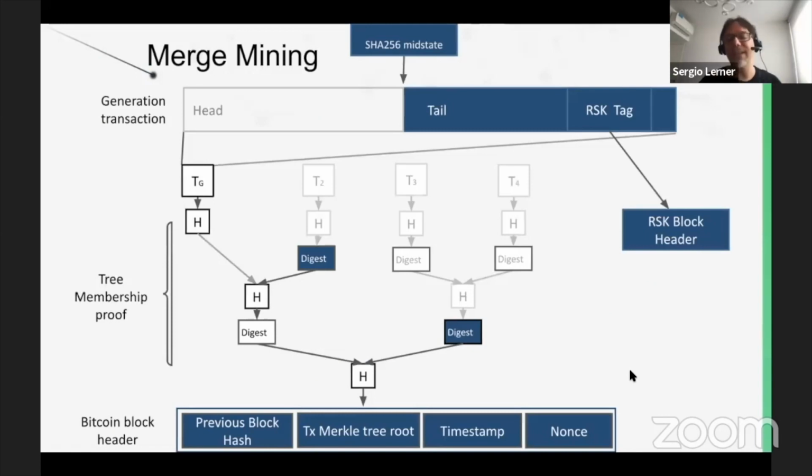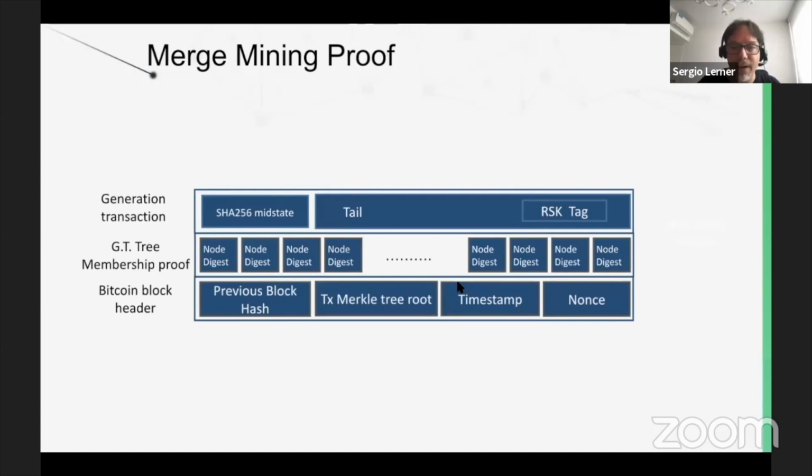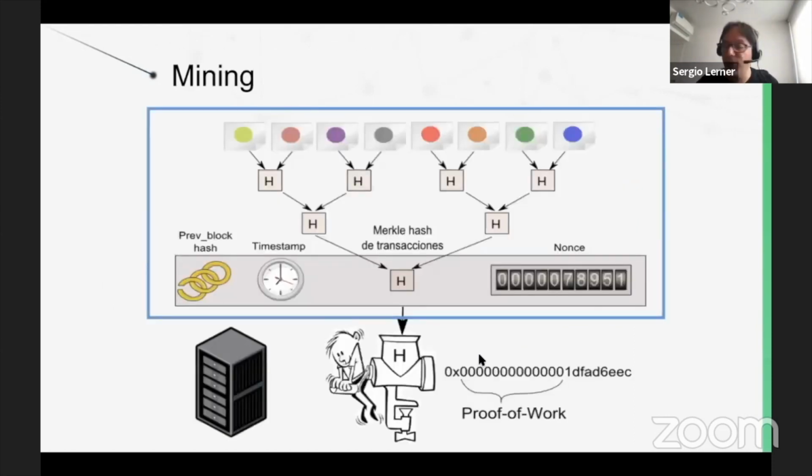So once you have this hash embedded in a RSK block header, you can create a merge mining proof that in a very succinct way allows you to prove that those things are connected. Like the Bitcoin header is connected with the RSK block header in a univocal way, right? So you need a tree membership proof, a Merkle inclusion proof. You need a SHA-256 mid-state, the tail of the Coinbase transaction, and a lot of pieces. But you actually finally have a small message, less than 1 kilobyte, that proves that these two headers are connected, right? And then you start hashing, right?